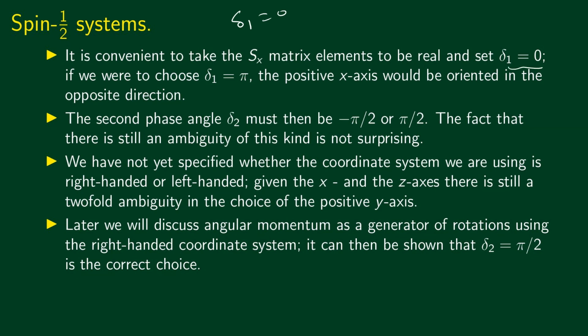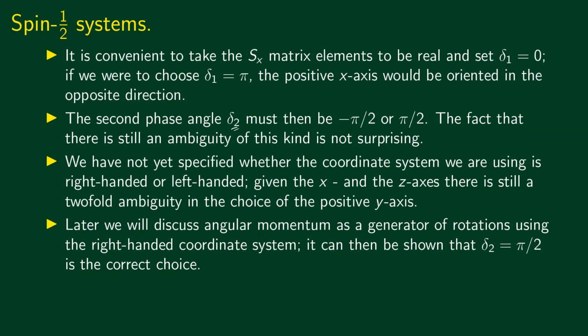If we were to choose delta 1 equal to pi, then the matrix elements of Sx would still be real. But when we study rotations, we'll see that delta 1 equal to pi corresponds to the positive x-axis being in the opposite direction. So these are related by rotations, but we'll be seeing this later on. Okay? So for now, it is sufficient to say that we can choose delta 1 equal to 0, and then the matrix elements of Sx will become real. The second phase angle, delta 2, must be either minus pi by 2 or plus pi by 2. Okay, again, there's an ambiguity here.